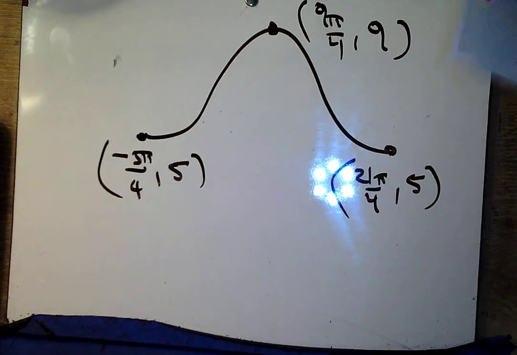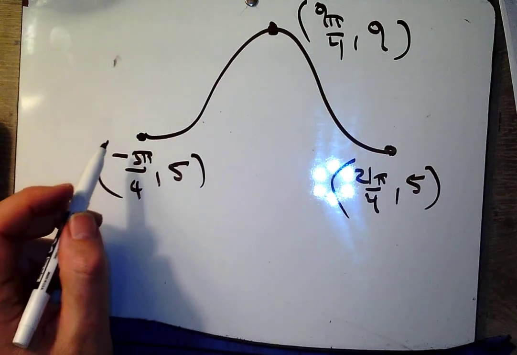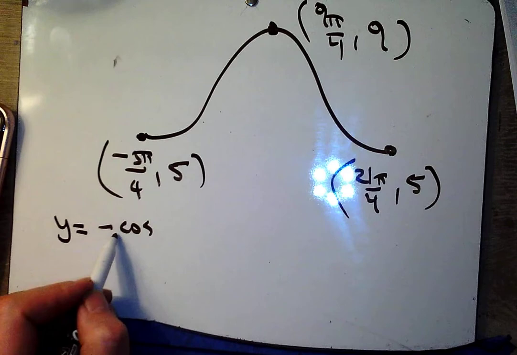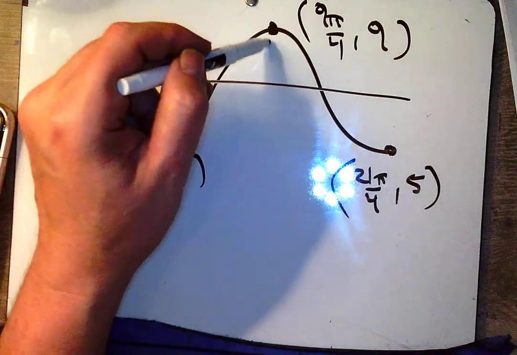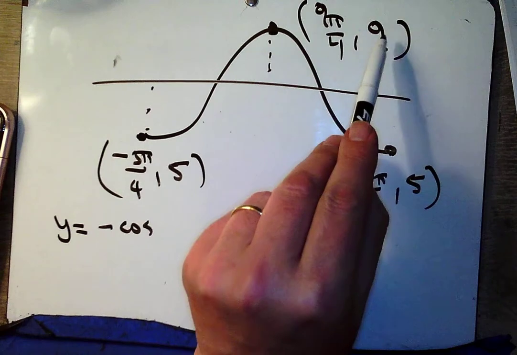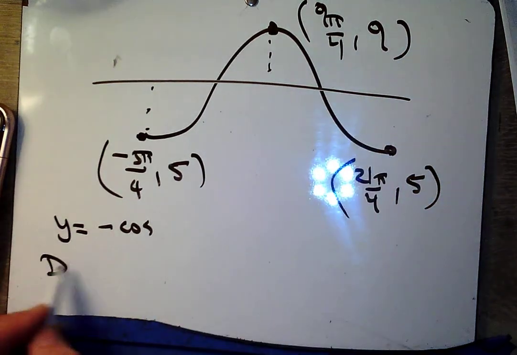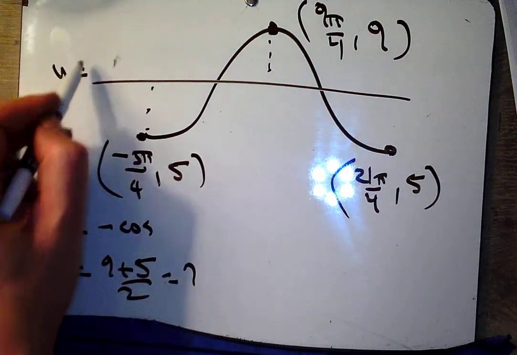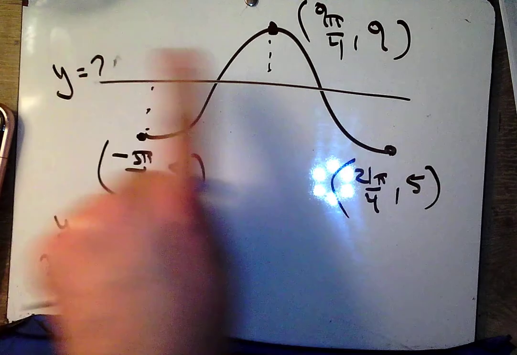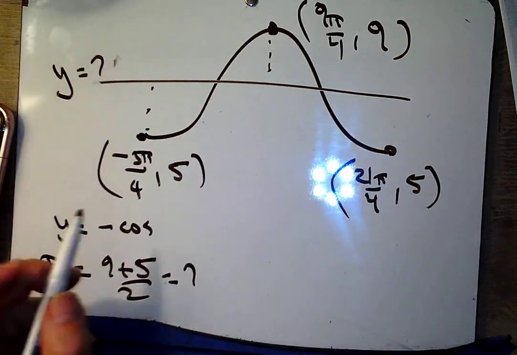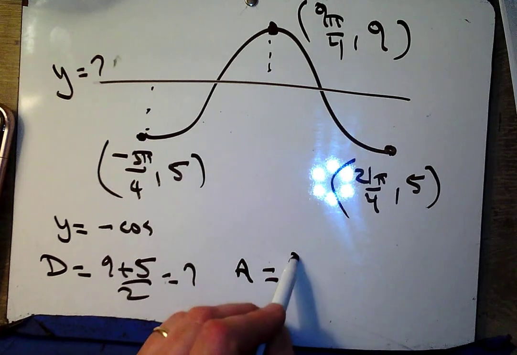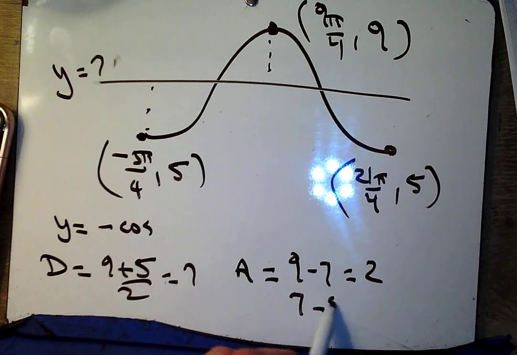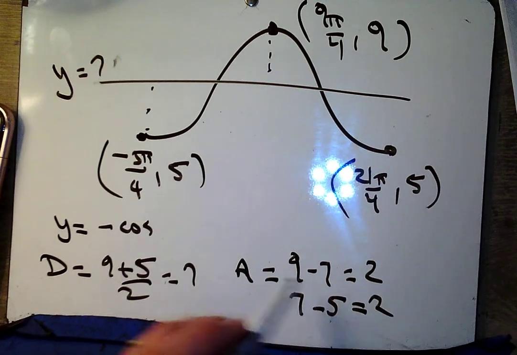Hello, hello, hello. Did you say this was negative cosine? Yeah, me too. So y equals negative cosine. Ooh, what's our a value? Well, our a value is this distance. So let's find that d. d equals 9 plus 5 divided by 2, or 7. And it makes sense that 7 is the number halfway between 9 and 5. Good. And so our a value is high y minus d, or d minus low y. Okay, so now I have an a value.